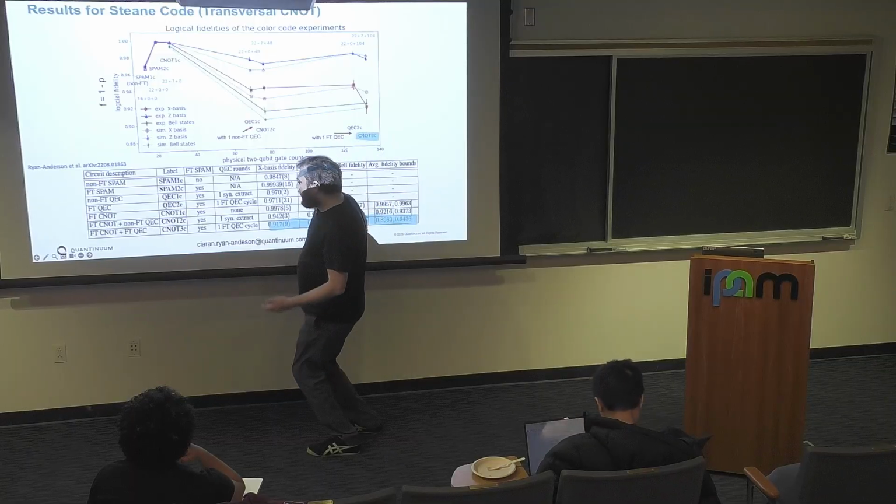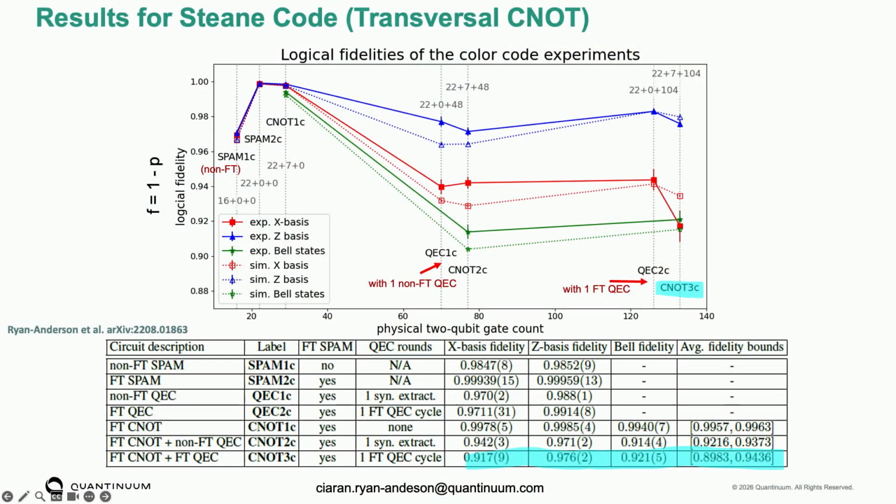So I think spam 1 is when you ignore the correction. Spam 2, it's very hard to read. I'm sorry, I probably shouldn't have put it in this talk. Spam 2 is when you actually apply the fault-tolerant correction, so you see the fidelity goes up.